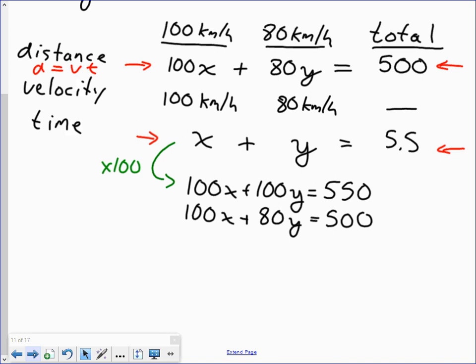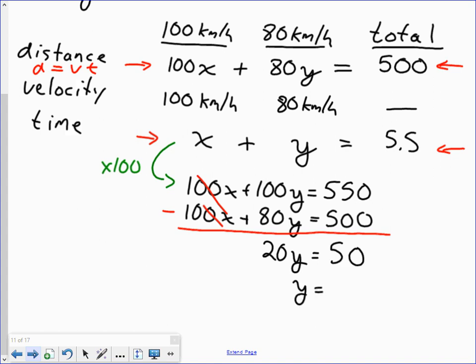To do my elimination, I'm just going to subtract these two equations. The 100s cancel out, which is what I want. 100y minus 80y is going to be 20y. 550 minus 500 leaves us with 50. So dividing both sides by 20 gives us y is equal to 2.5. So that would be 2.5 hours. That's how long she spent driving at 80 kilometers per hour.